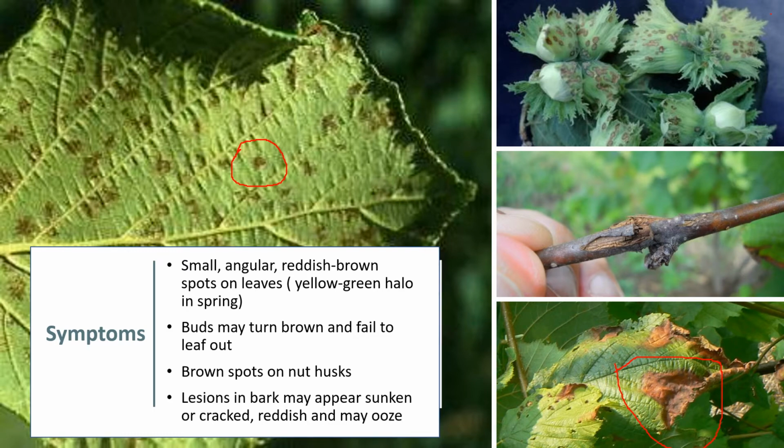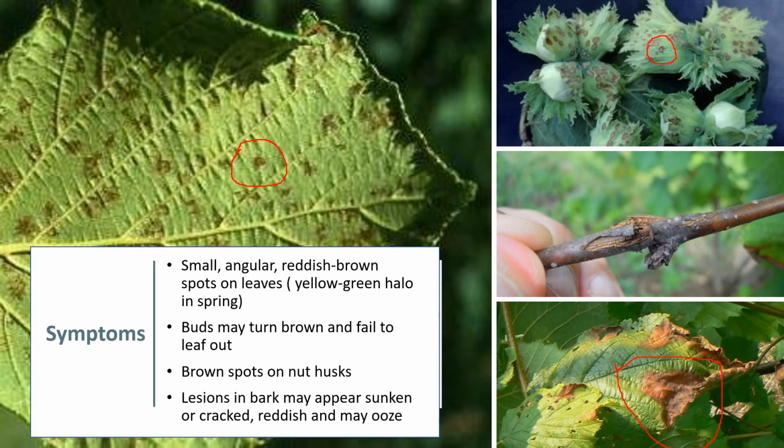As the season progresses, you will start to see lesions on the nut husks. Those are also a dark brown or sometimes a black angular lesion forming all over the husk. We don't typically see those on the nuts in Ontario, but that has been reported in other growing regions. And then you can also get lesions on the stems as well. If buds become infected, they might turn brown, they might fail to leaf out.